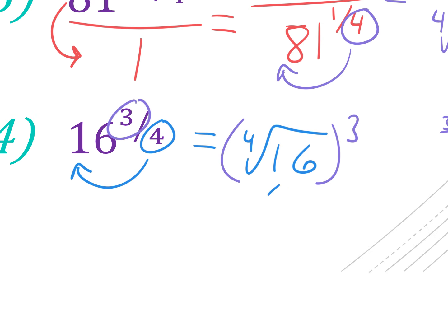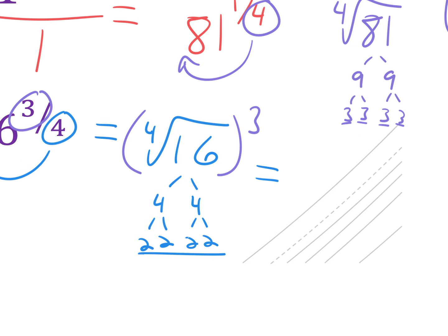All right, you can break this down. You can use a factor tree if you want to, right? Break it down into 4 times 4, and then you get 2 times 2 times 2 times 2. So that is 2 4 times. So we know that the fourth root of 16 is going to get you 2, and this is raised to the third power. So 2 to the third power is 8.